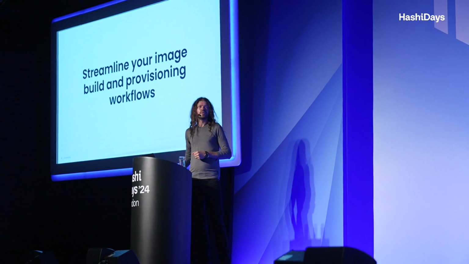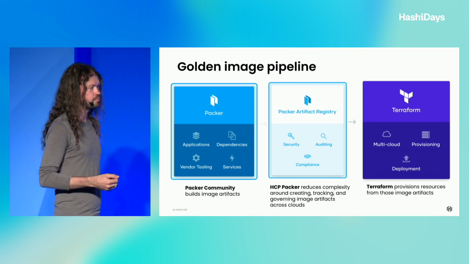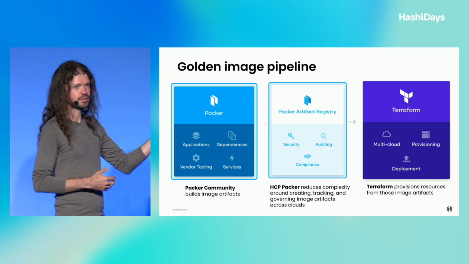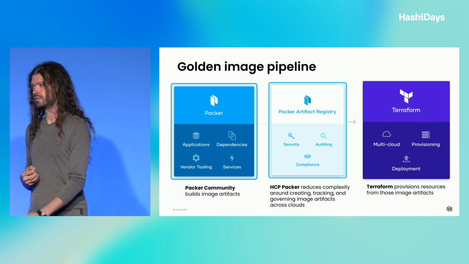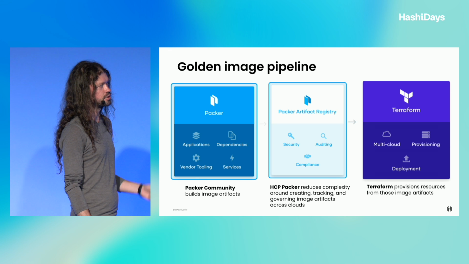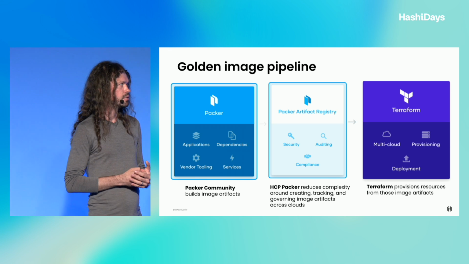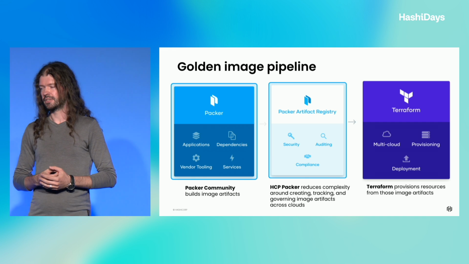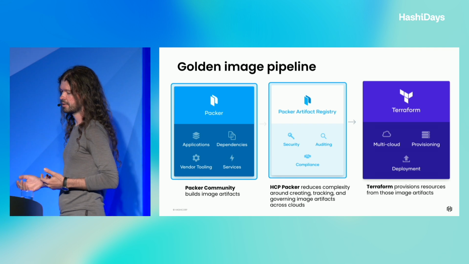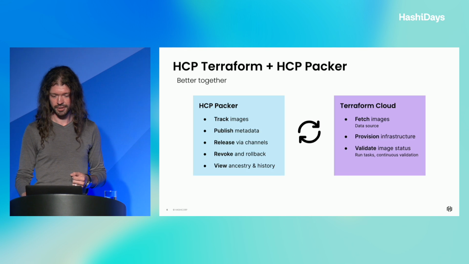Now, what we will do here today, we are going to make your image building and provisioning workflows faster and simpler. How do you build a golden image pipeline? Well, with Packer and the Packer artifact registry, that's very convenient and very fast. Packer as a solution helps you build the images into the artifacts you can reuse. With the Packer artifact registry, you can use workflows related to security, auditing, and compliance to simplify and make this management of the artifacts easier. And of course, with Terraform, we can provide and we can provision this infrastructure, and we can deploy it in different target destinations across different clouds.